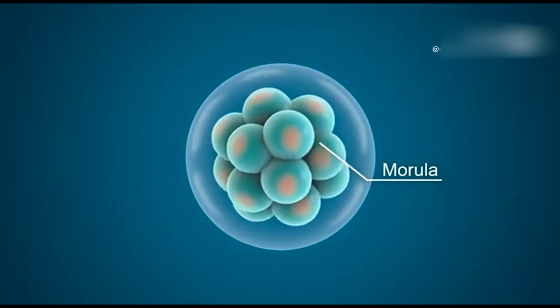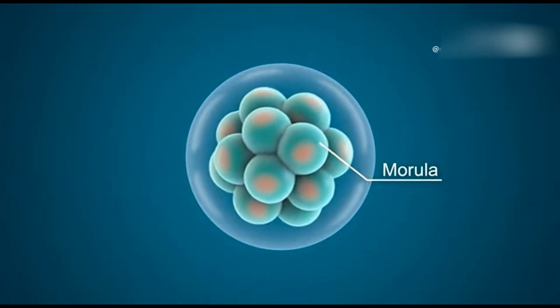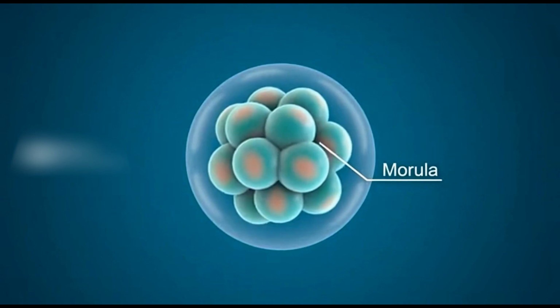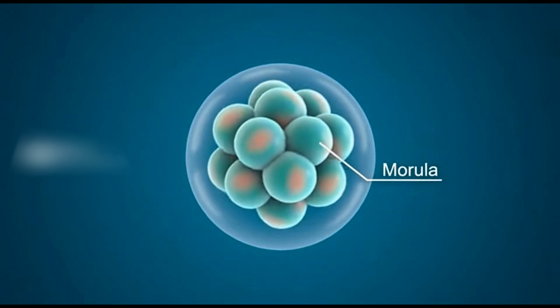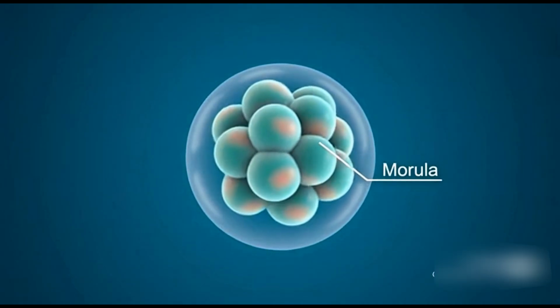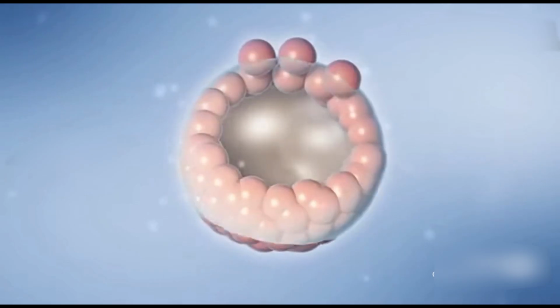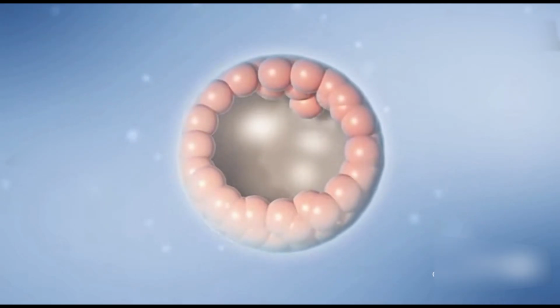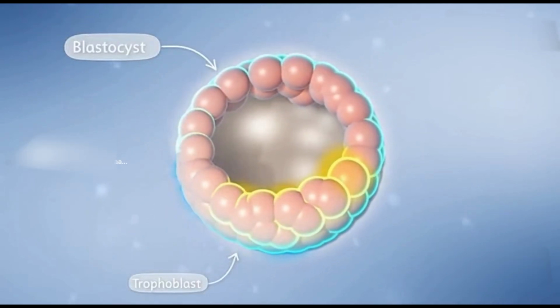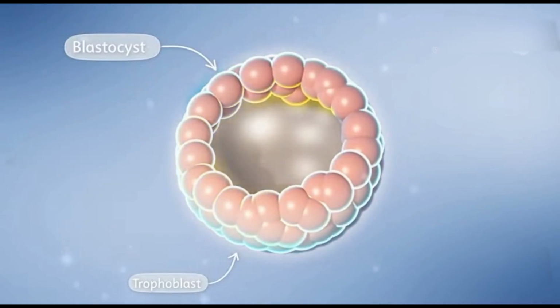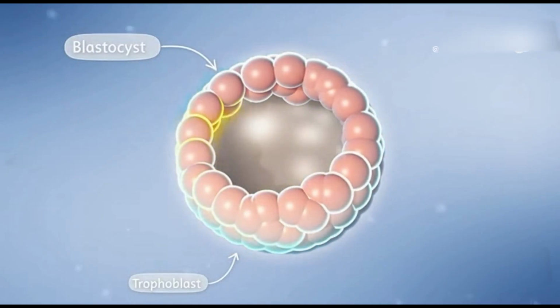By day 4, the cells compact tightly to form the morula, a solid ball encased within the zona pellucida, preparing for blastocyst formation. The morula transforms into a blastocyst, with the inner cell mass destined to form the embryo and the trophoblast to form the placenta, ready for implantation.